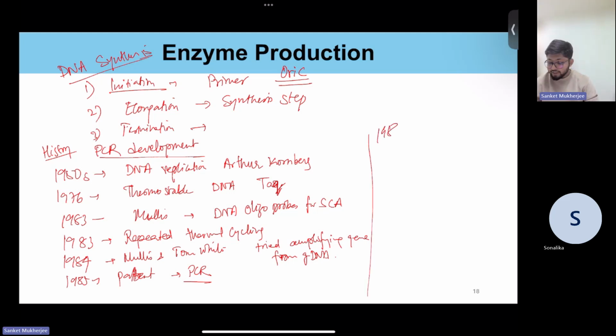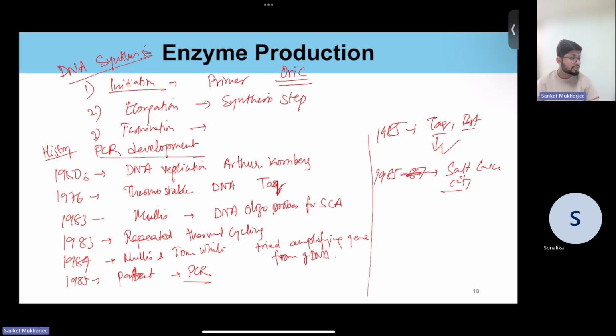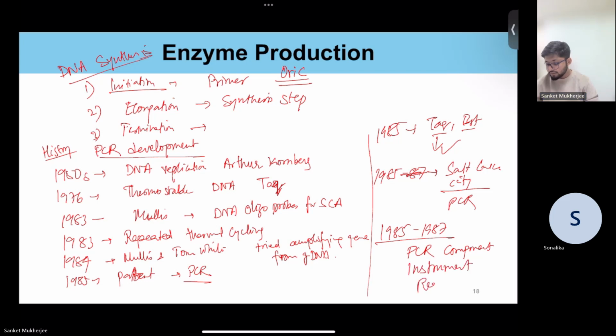In 1985 again, Taq polymerase and BST were the only two known thermostable polymerases, and Taq was selected as more suitable. Also in 1985, in Salt Lake City in the US, there was the first demonstration or announcement of the PCR technique. From 1985 to 1987, all the PCR components, including the instrument and the reagents, were developed, right?